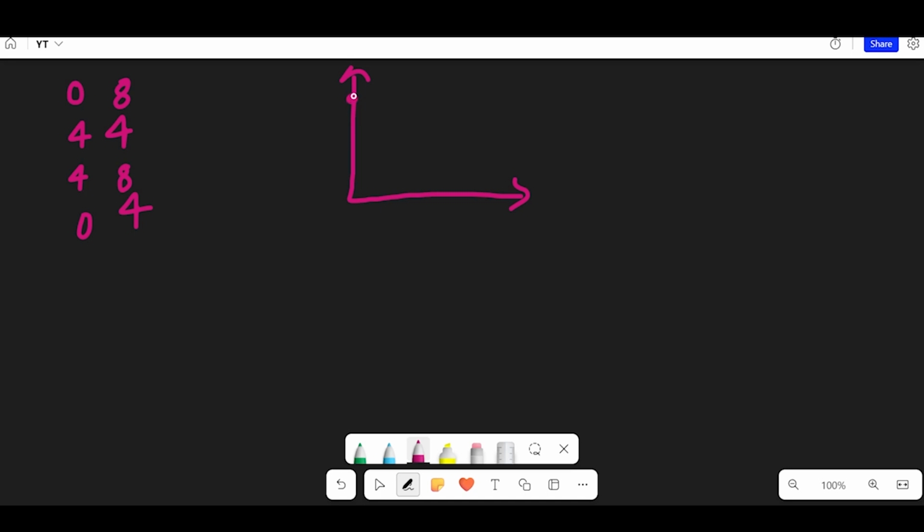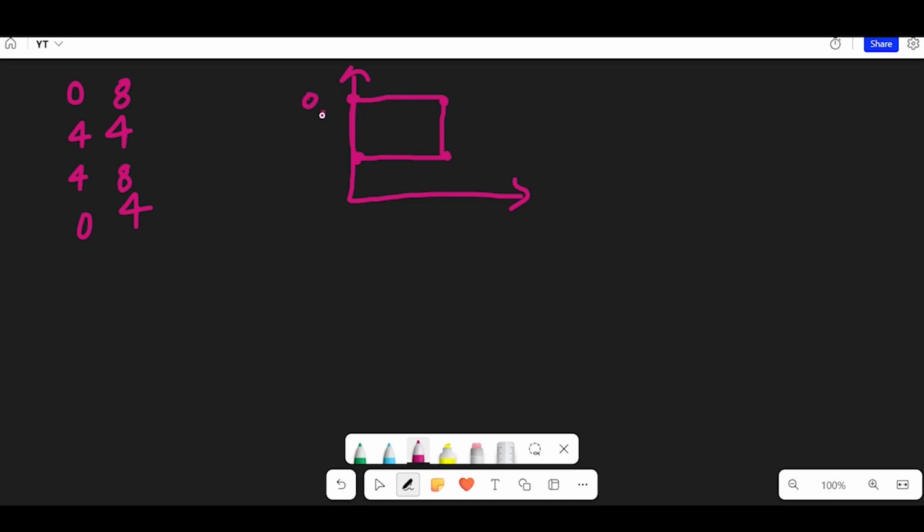Now 0, 8 will be over here, right? And let's say 4, 4 will be over here. Then 4, 8 will be over here. And 0, 4 will be over here, right? So this will be our square formed. So how will you find out the area of the square? Now you have to find the length, right?